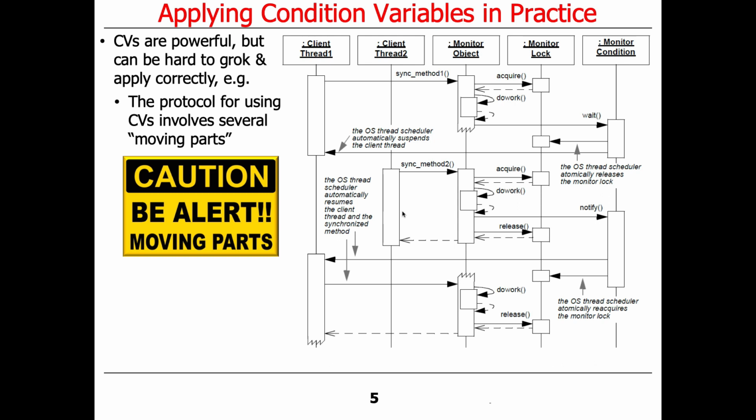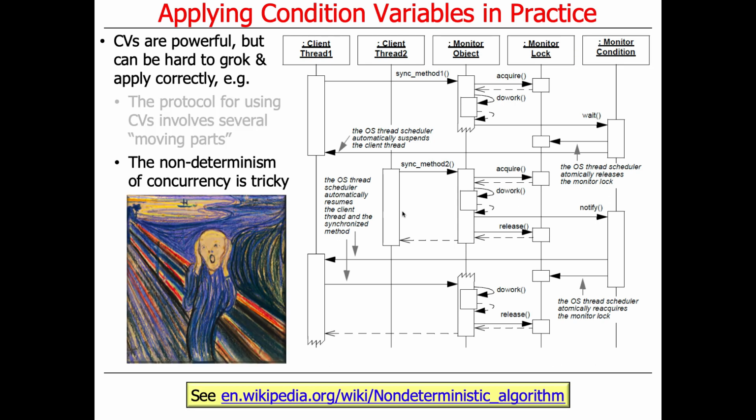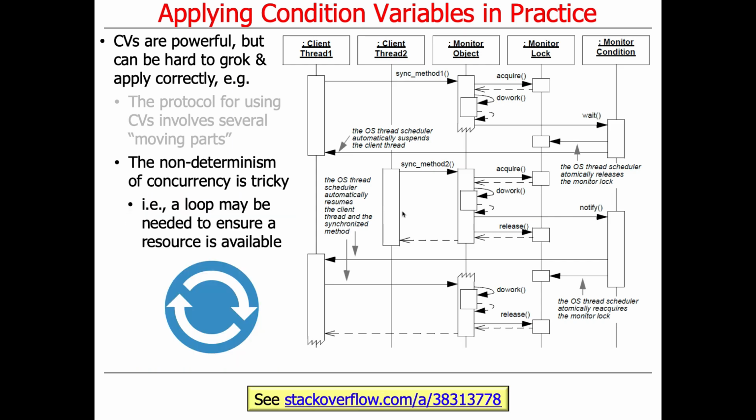And that is sort of underscoring the fundamental non-determinism of concurrency, which can throw you for a loop, no pun intended. And that's one reason why you typically use loops when you're checking these conditions, because it may turn out you don't get your condition satisfied even though you were signaled or notified by somebody. Okay, so that's the point here, that the non-determinism of concurrency can be rather tricky. And therefore we always have a loop.